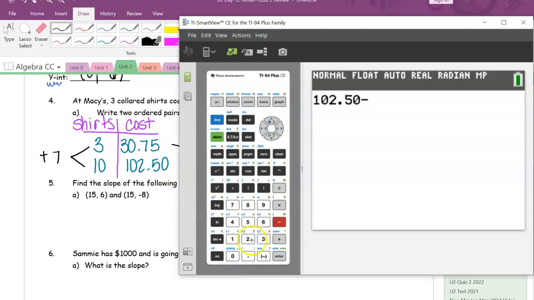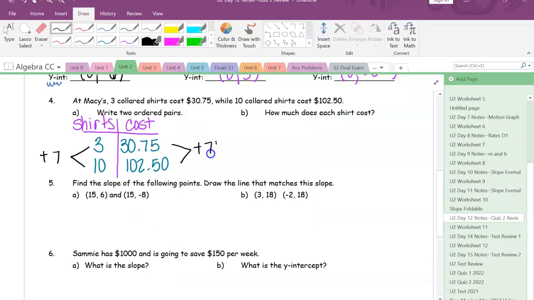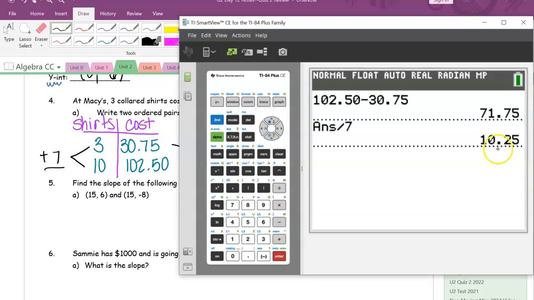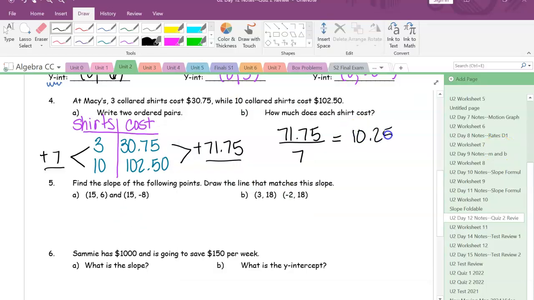102.50 minus 30.75. All right, so that's $71.75. How much does each shirt cost? Well, I guess we're really answering this question now. That's asking us to find the rate or the slope, which means you need to divide these 2 numbers. And so divide by 7. And that's going to be $10.25 per shirt. Okay, $10.25 per shirt, or you can write per. All right, please make sure you have those units. Okay, $10.25 per shirt.